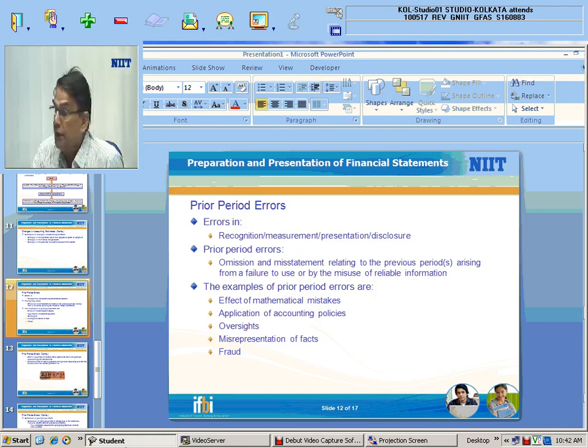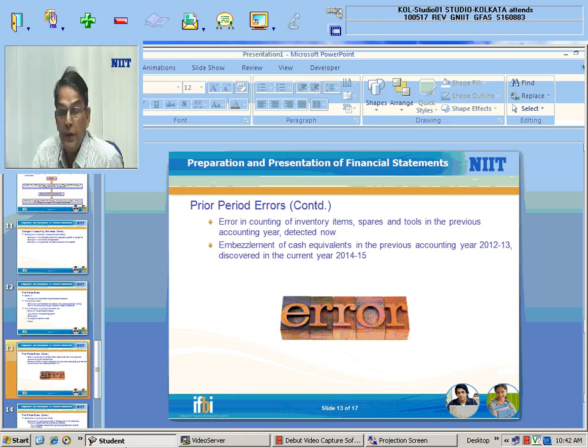Other examples of prior period errors are error in counting of inventory items, spares and tools in the previous accounting period, detected now. So there was an error in counting the inventory items or spares or tools in the previous accounting period which has been discovered now. Embezzlement of cash equivalents in the previous accounting year 2012-13 discovered in the current year 2014-15, after one more year. In 2012-13 some embezzlement of cash equivalents was made by somebody, some employee or somebody, and this has been discovered in the current year 2014-15, after the lapse of one more year. So these are the examples of prior period errors.